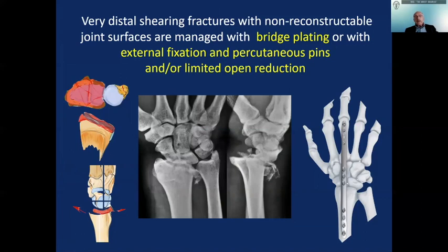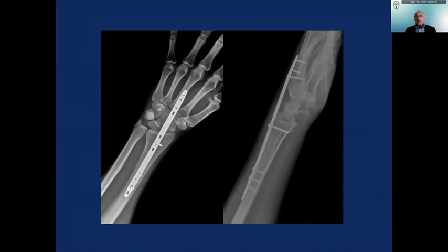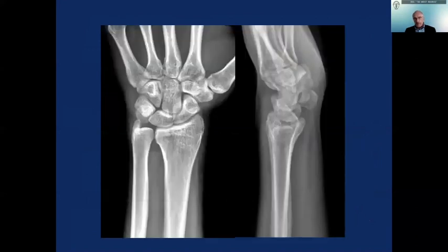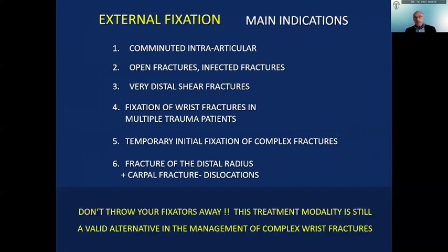The very distal shearing fractures can also be treated in this way. It's very easy. You can see here an example, distal shearing fracture, bridge plate, and here you have an anatomic reduction. So the external fixation, again, remember, it's a very useful tool for the comminuted intra-articular open and infected fractures and very distal shear fractures. So don't throw them away.